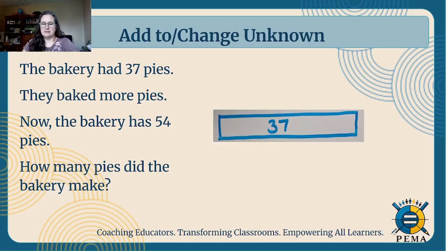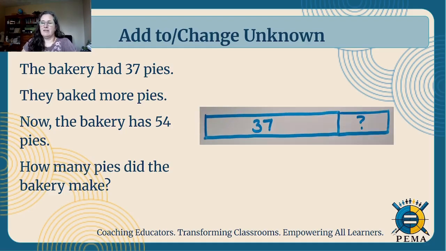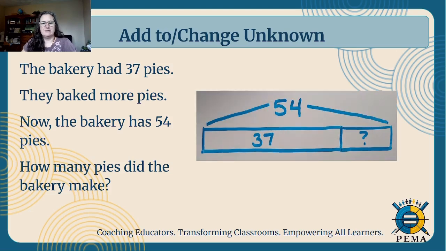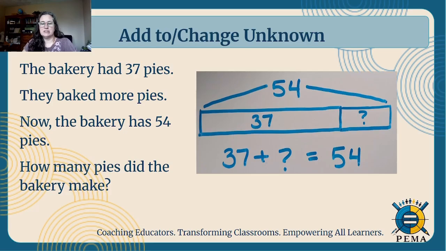We know we start in the story with 37 pies. Then we add to those 37 pies when the bakery bakes more, but we don't know how many. The story tells us next that after we baked more pies, we now have 54 pies. And the question is asking us, what was the change? How many more pies did the bakery make during the day? Our equation for this could be represented by saying we had 37 plus some more, an unknown number, equals 54.